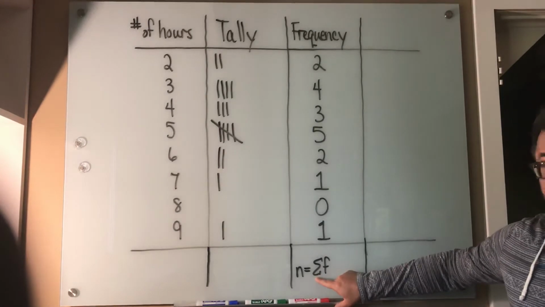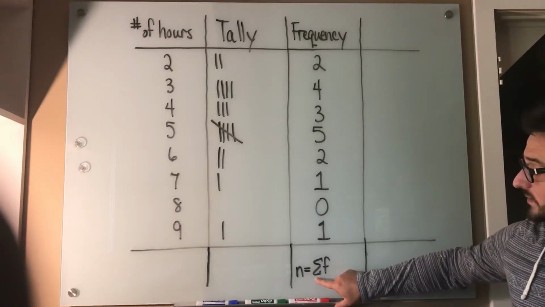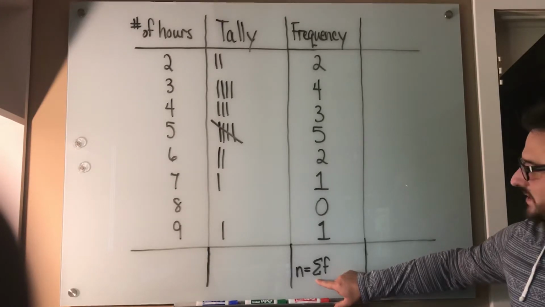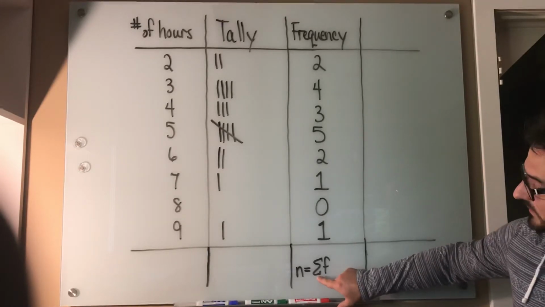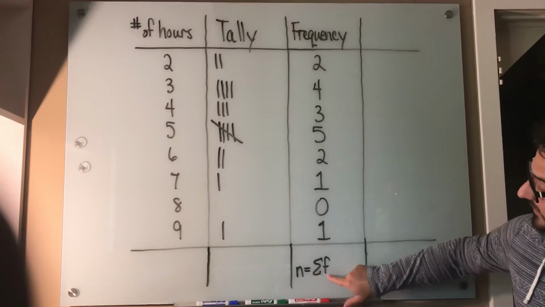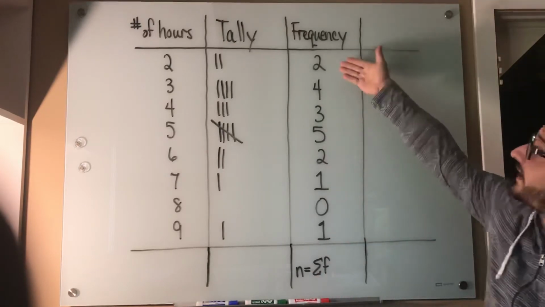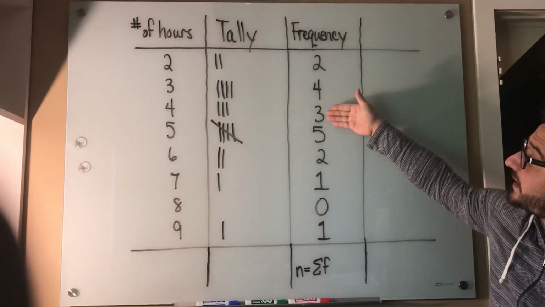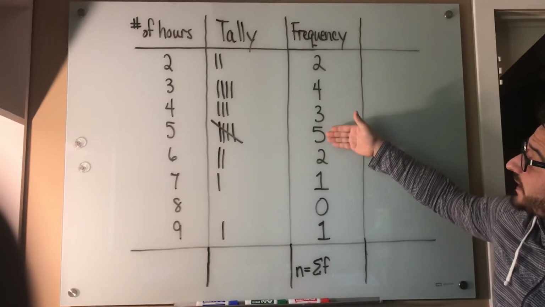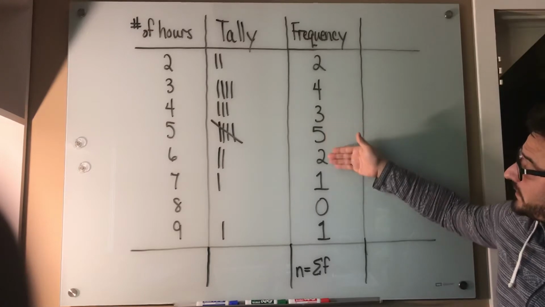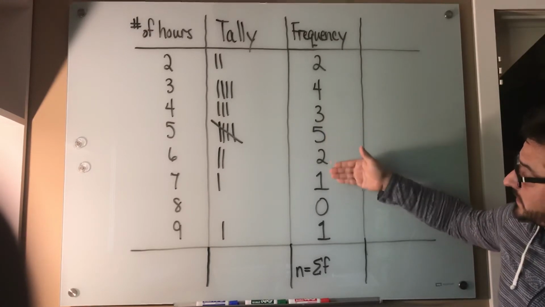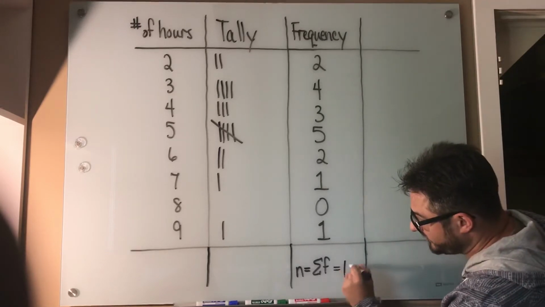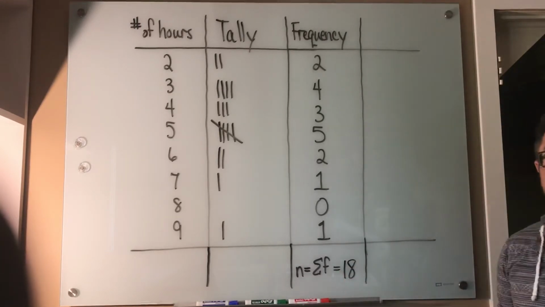This is the Greek capital letter sigma. It is used in mathematics to denote a sum. So this is literally telling us, take the sum of the frequencies. Literally add them up. 2 and 4 is 6, plus 3 is 9, plus 5 is 14, plus 2 is 16, 17, 18. Perfect. That is exactly the sample size that we knew we would get.